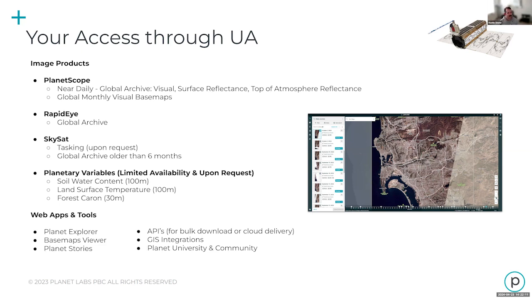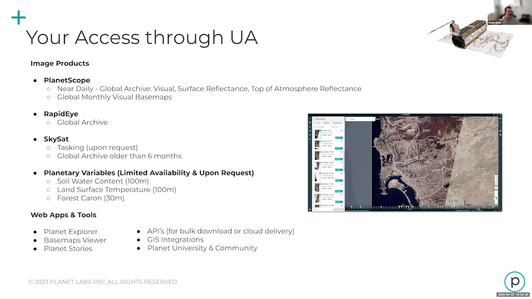You also have access to the RapidEye Global Archive. This is a retired satellite constellation that Planet acquired earlier on. I'm blanking on the actual time frame, but it is a retired satellite since 2021, I want to say, but this is about a 5-meter, 5 spectral band data product.